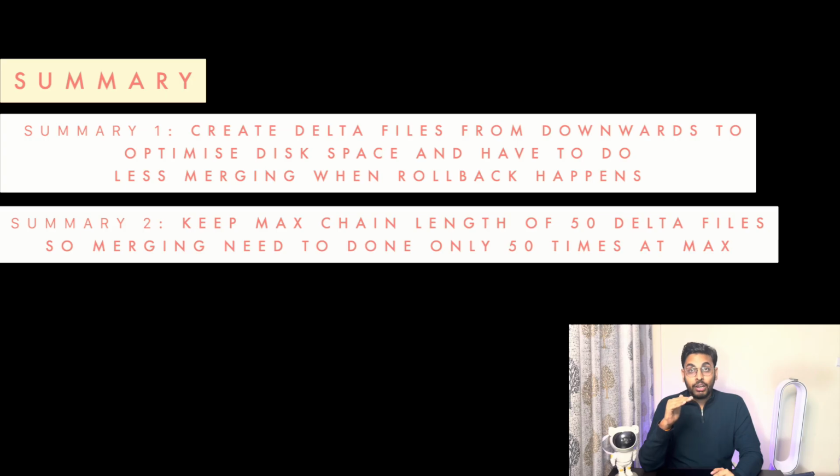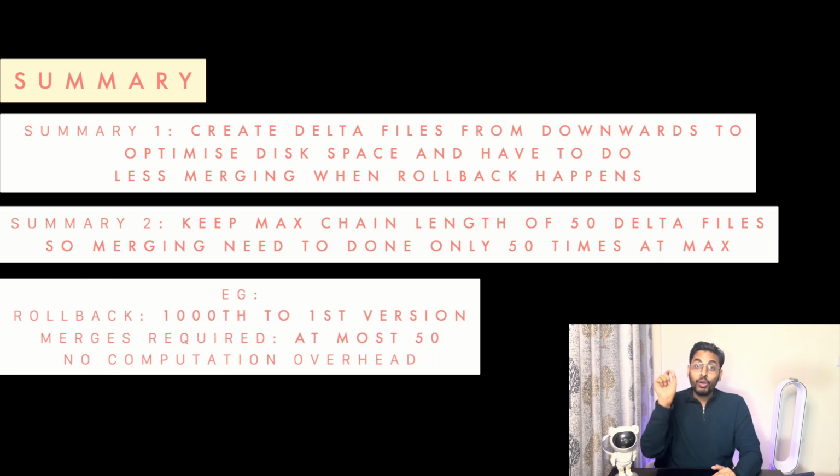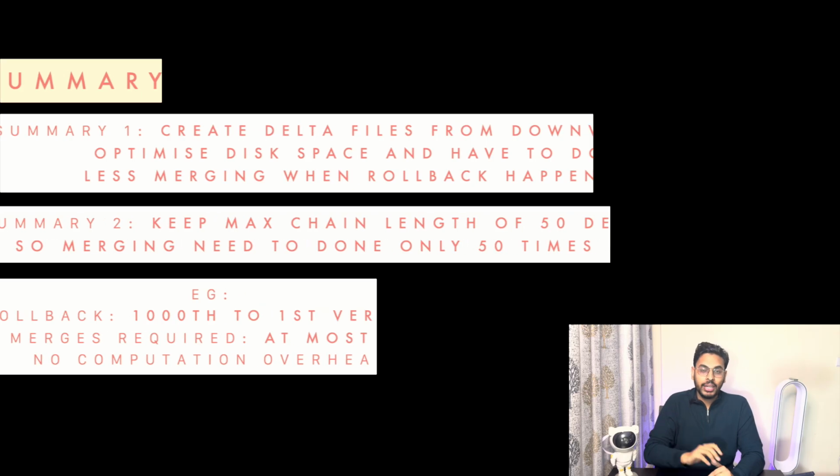Let's say from 52 we reach 1000 blobs, then also our delta files are only from 1 to 50, and from 51 we will have the full blob, because if we increase the max chain length to more than 50, and in the worst case scenario we reverse back from the 1000th version to the first version, then we have to do only 50 times the merging operation, right? So now you are understanding it, right?